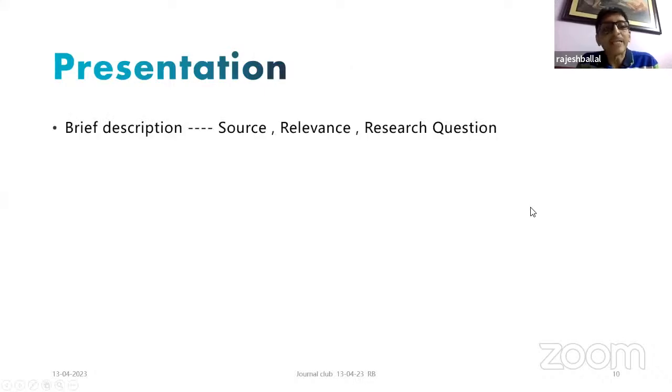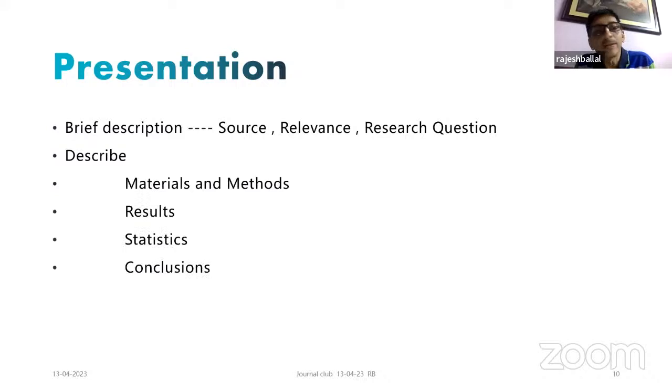What should be the presentation per se? It should contain a brief description of where you picked up the article, what is the relevance of that article that you picked up, and what is the basic research question being asked. It should also describe in brief the materials and the methods, the results, the statistics, which is scary, I must confess.